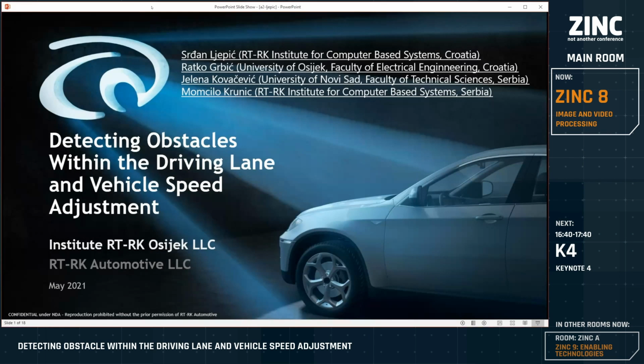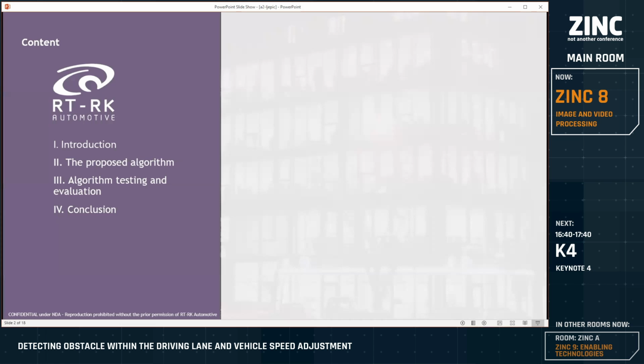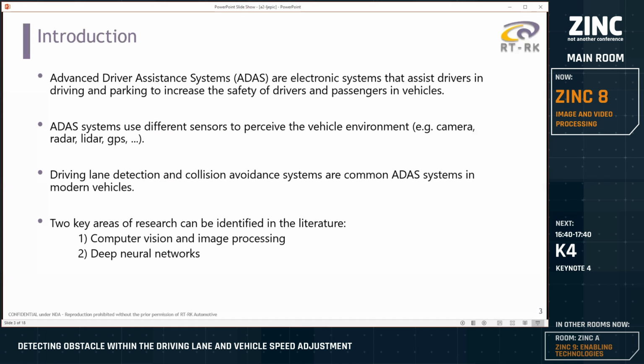Hello. Today I will tell you something about detecting obstacles within the driving lane and vehicle speed adjustment algorithm. This presentation will be in 4 parts. Firstly, I will introduce you to the topic. Secondly, I will describe the proposed algorithm. Then I will present algorithm testing and evaluation. And finally, I will conclude the paper with a short conclusion.